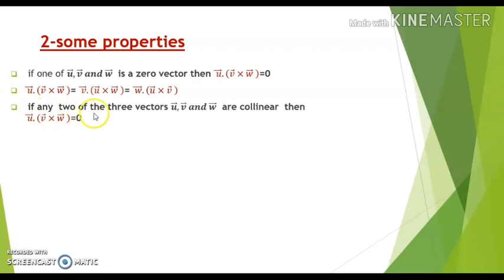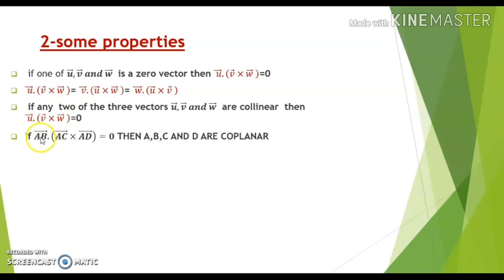If any two of the three vectors u, v, and w are collinear, then the mixed product equals 0. Since, for example, if v and w are collinear, then the cross product of these two vectors equals 0, then the mixed product equals 0.